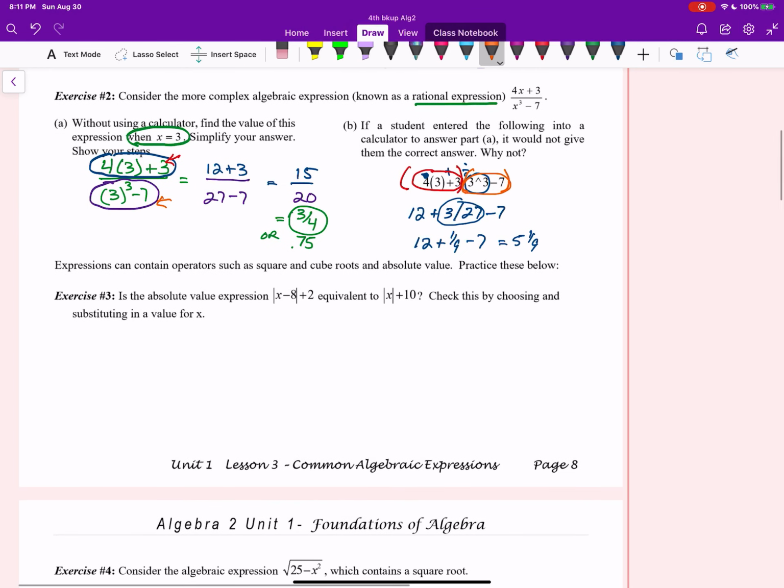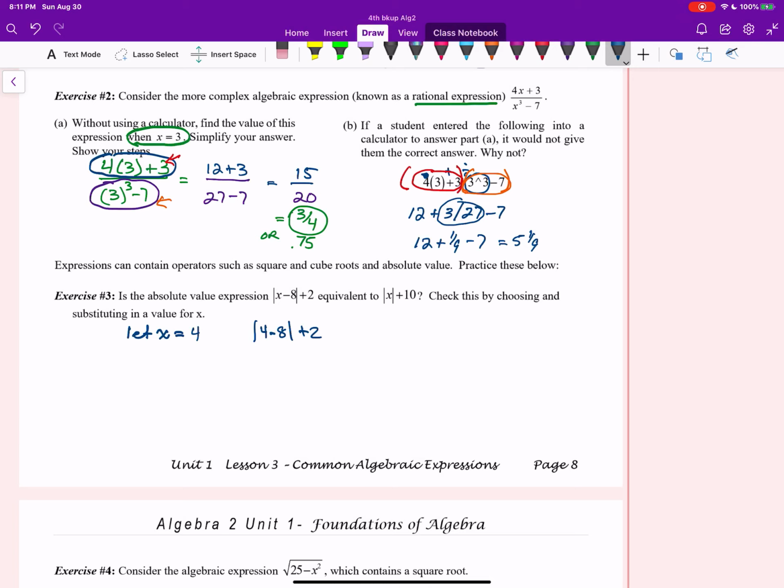In exercise 3, we're asked to evaluate two expressions in which we have absolute value. It says, is the absolute value expression, absolute value of x minus 8, plus 2, equivalent to the absolute value of x plus 10? Check this by choosing and substituting in a value for x. So I'm going to say let x equal 4. Right? So the absolute value of 4 minus 8, plus 2.